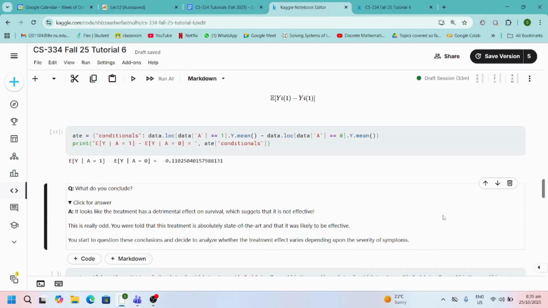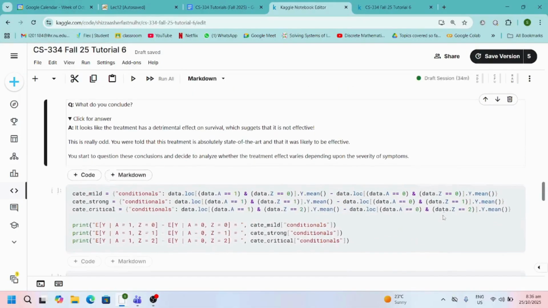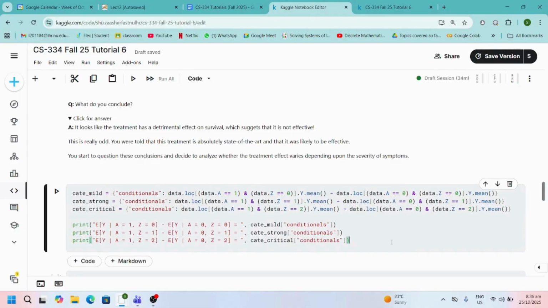So, anyway, you start to question these conclusions and you decide to analyze whether the treatment effect varies depending upon the severity of symptoms. अब हम हर symptoms के against देखेंगे. So, what am I doing? I am essentially conditioning right now on my symptoms, and I just want to see, well, I'm not exactly conditioning on it yet. I will do that along the way, lekin I will find the mean for each individual group.